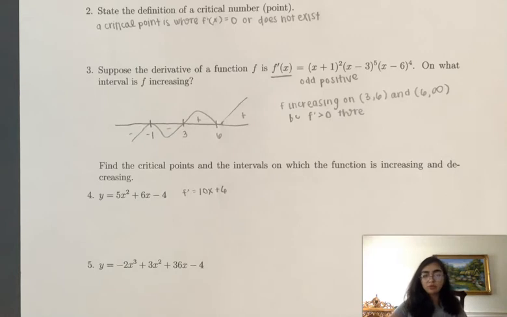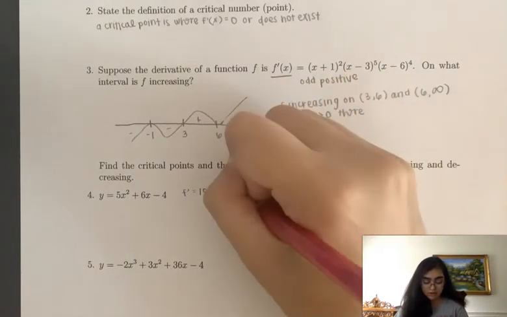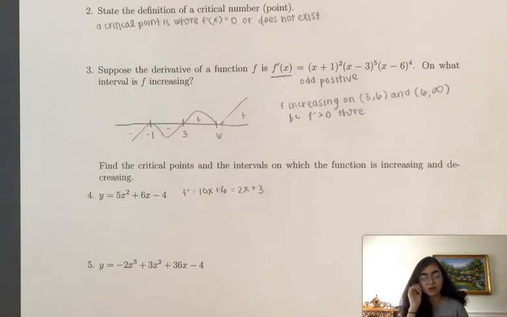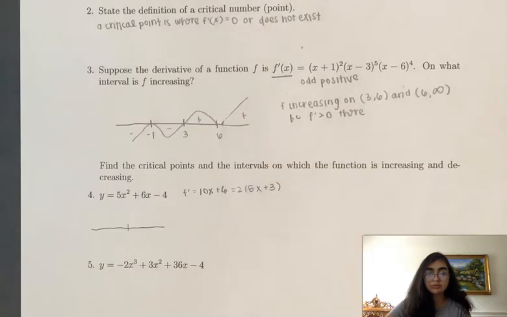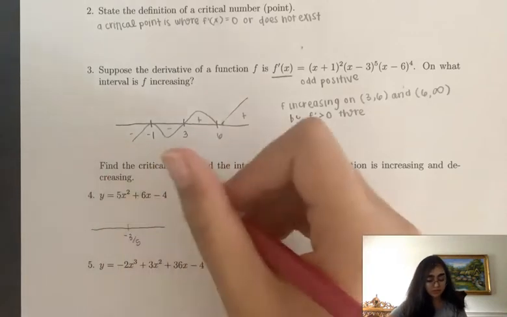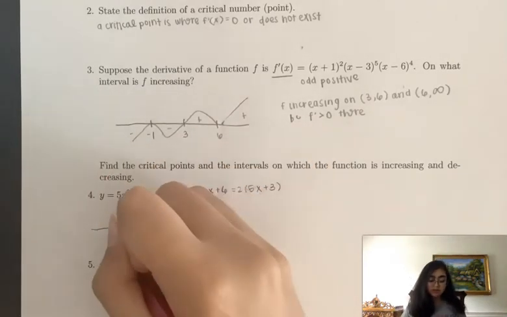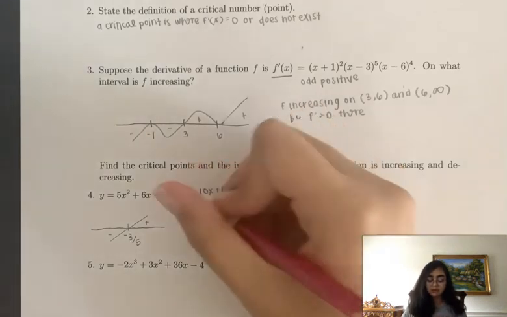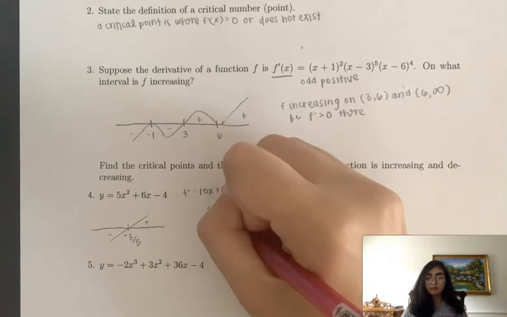So the first step for number 4 is obviously to take the derivative of the function, and we have that here. It's 10x plus 6. And we can factor that a little bit to get 2, and then in parentheses 5x plus 3. Or I guess that's not factoring, that's just taking out a number. Yeah, it's 2 times 5x plus 3. So we're going to mark -3/5 on our sign chart. This sign chart is going to be odd positive. It's basically just going to be a line going from negative to positive. So the critical point in this case is x equals -3/5.